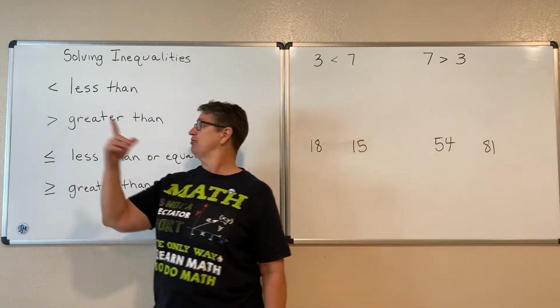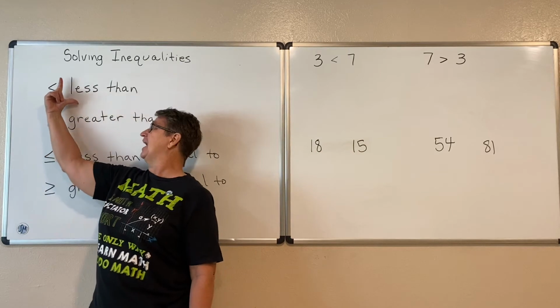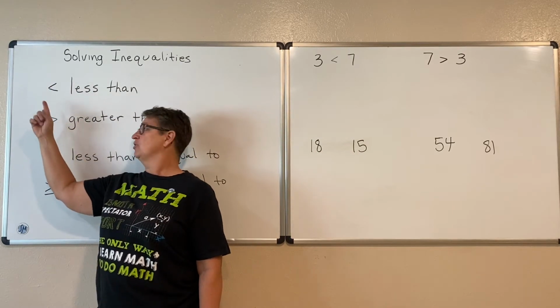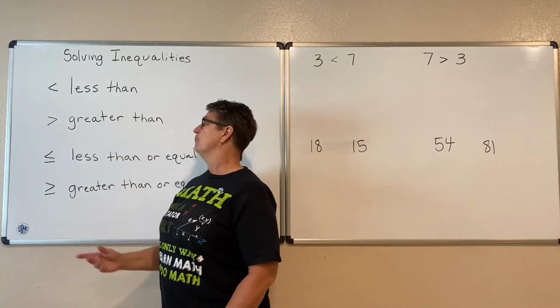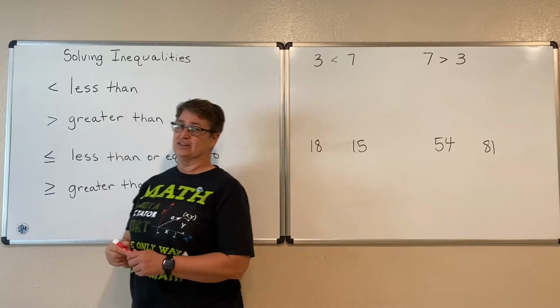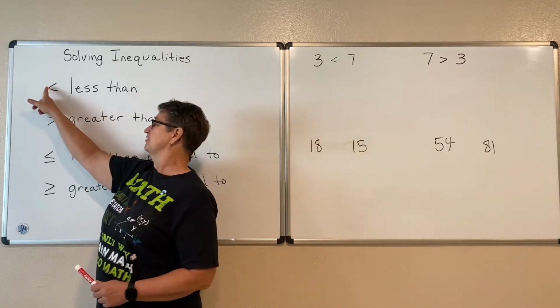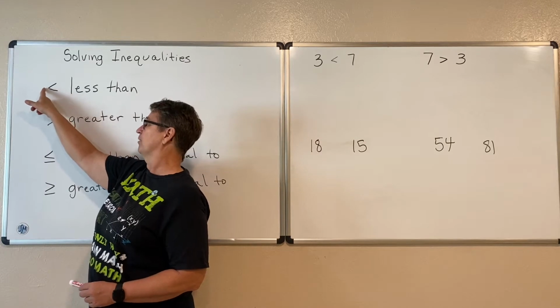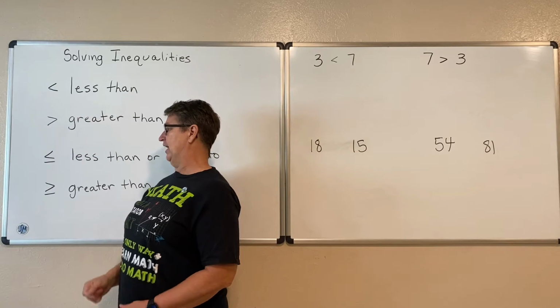I remember that this one's less than because it's the same direction as an L goes. And this one then is the greater than. But maybe you've also seen that the mouth eats the bigger number. So here, since it's pointing at the smaller number, this is less than, and this symbol is greater than.